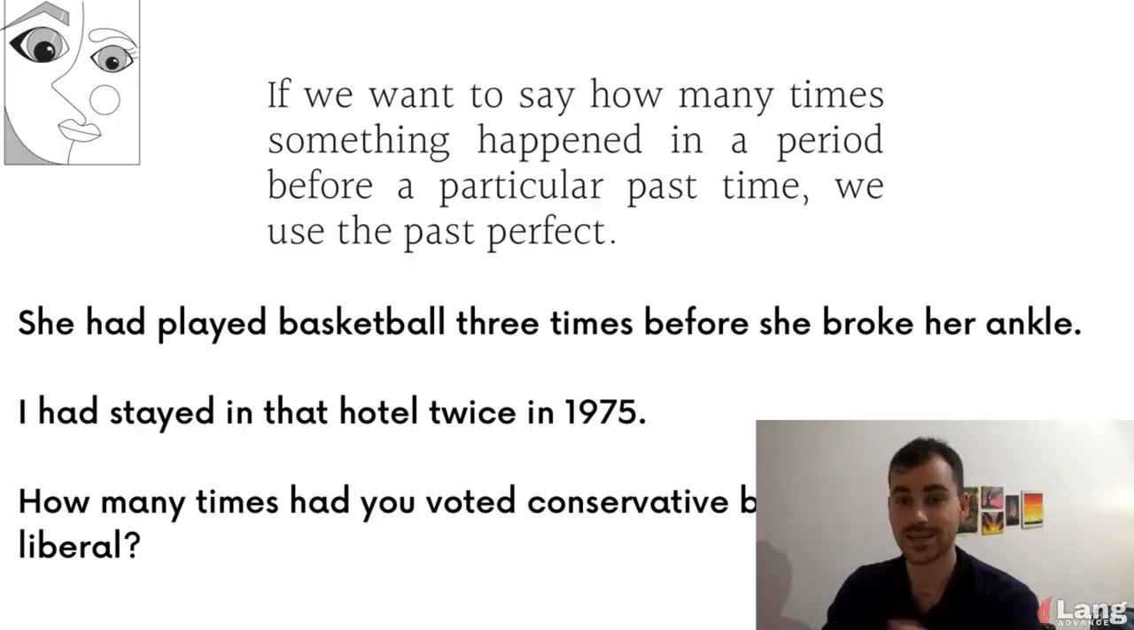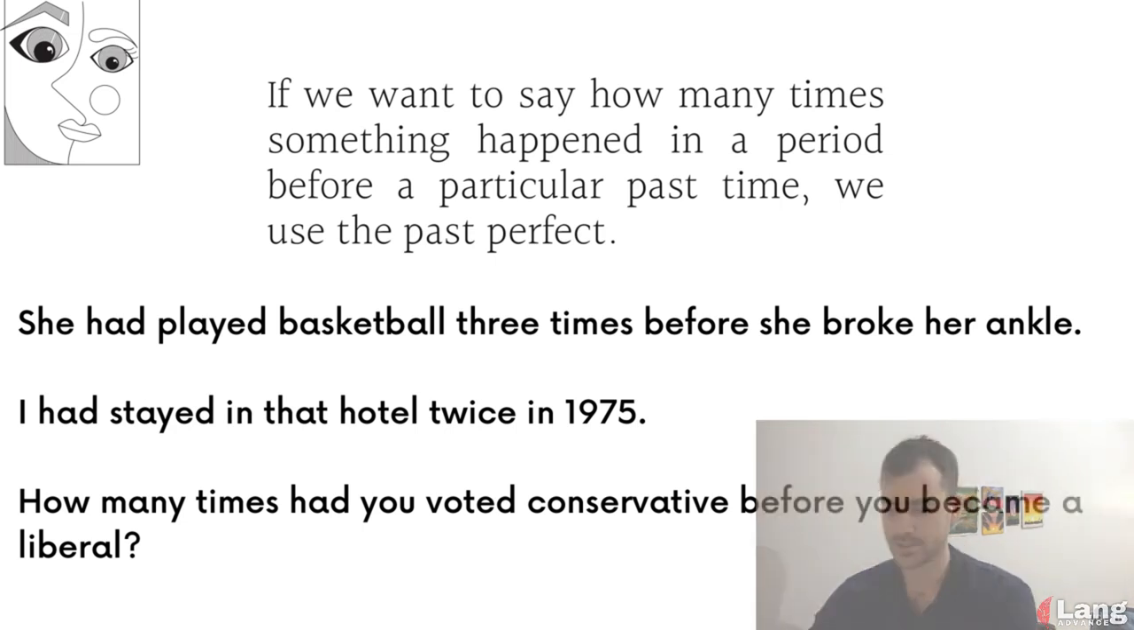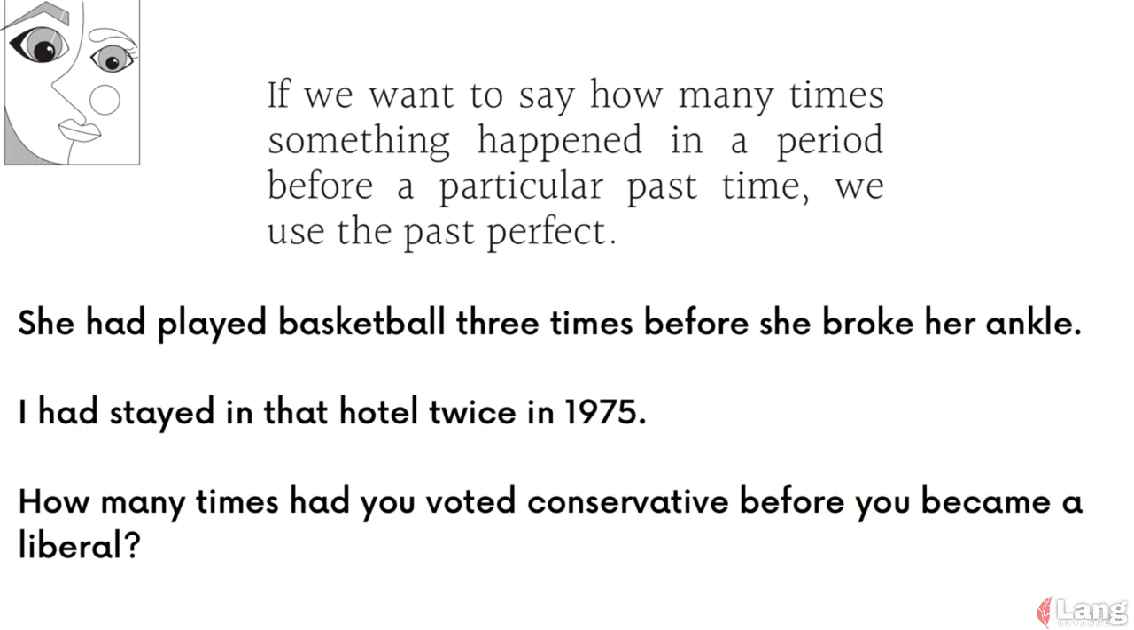If we want to say how many times something happened in a period before a particular past time, we use the past perfect. Here are some examples. She had played basketball 3 times before she broke her ankle. So we want to say it happened exactly 3 times before another past time. I had stayed in that hotel twice in 1975. How many times had you voted conservative before you became a liberal? So here we're interested in how many times something happened before another particular past time.